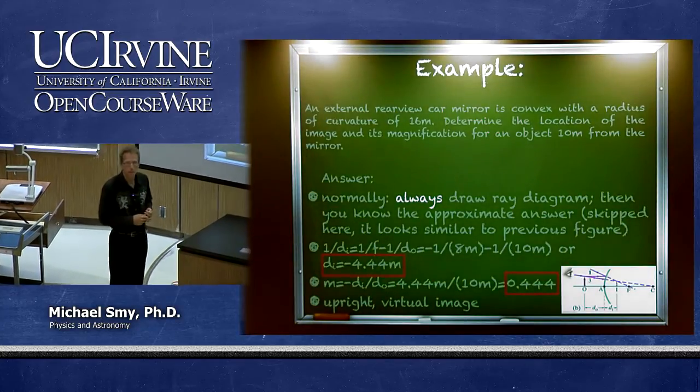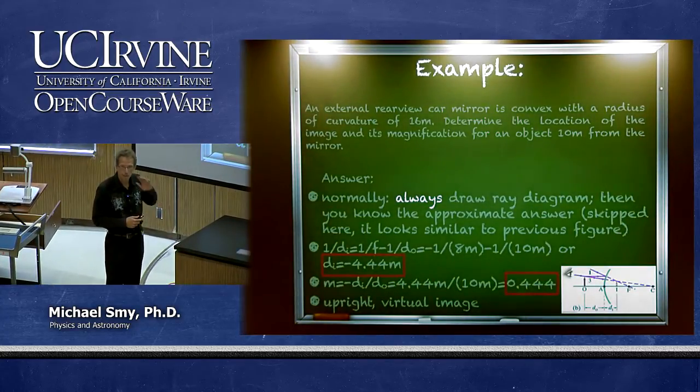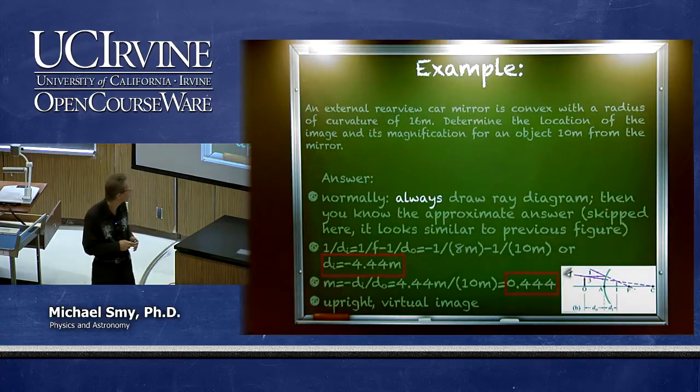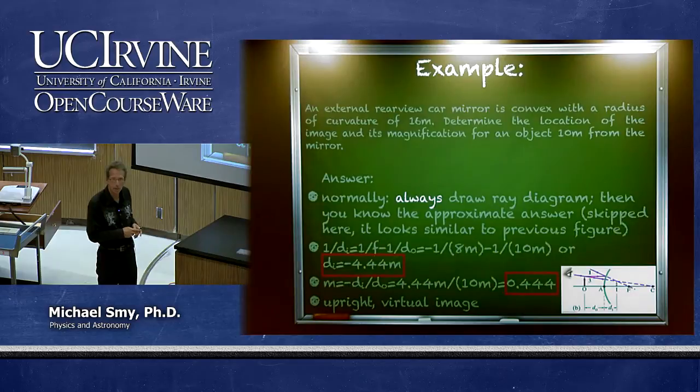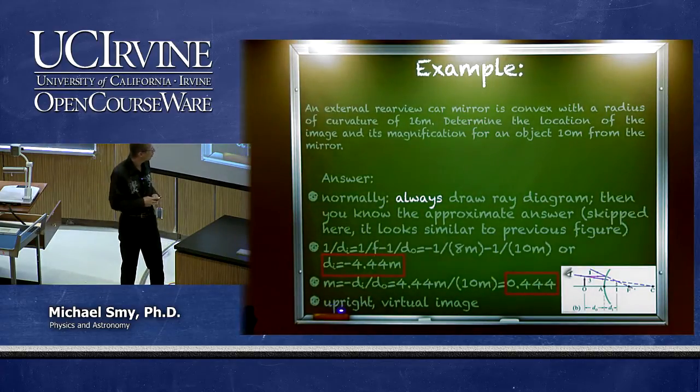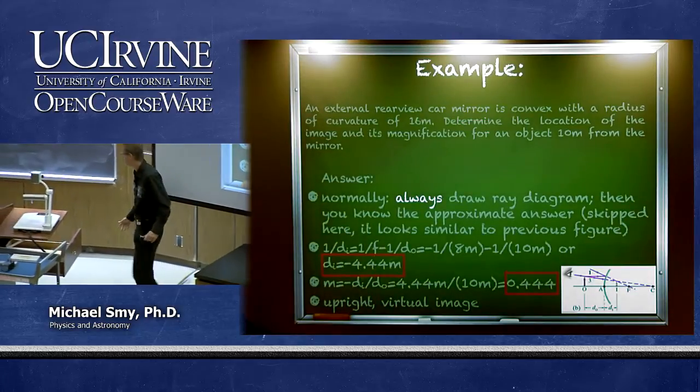Of course, negative radius doesn't really make sense. So it's simply we assign a minus sign to make the equation work correctly. So that's why it's minus 1 over 8 meters rather than plus 1 over 8 meters. And the image is upright and virtual.